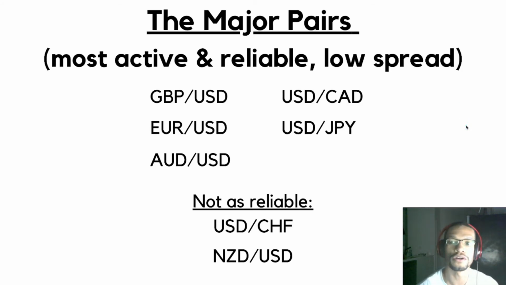And the major pairs are the GBP/USD, EUR/USD, AUD/USD, USD/CAD, USD/JPY, NZD/USD, and the USD/CHF. Now, personally, I feel that the New Zealand dollar and the Swiss franc are not very reliable pairs. The patterns don't come out as clearly. So that leaves the other five major pairs that you should focus on.